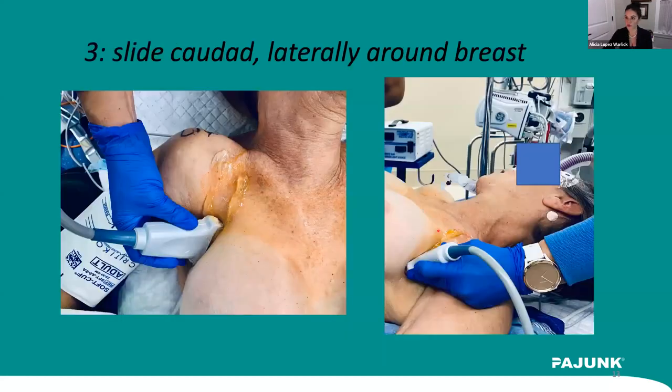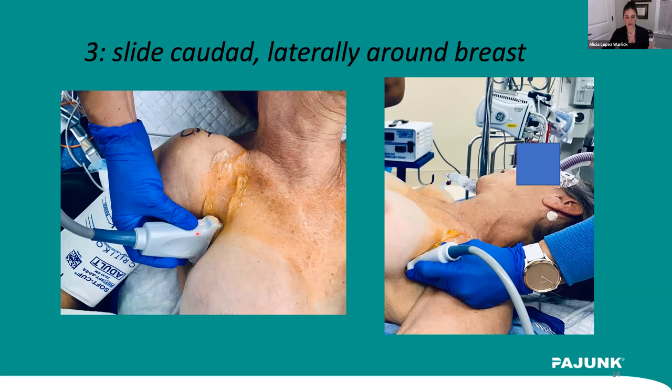The third move that I make is to slide this probe caudally and laterally around the breast, and you can even see where I was here with the probe before because I have too much gel right here. I slide the probe caudally and laterally until I get to rib 4. My goal is to try to visualize rib 3 and rib 4 with this probe.